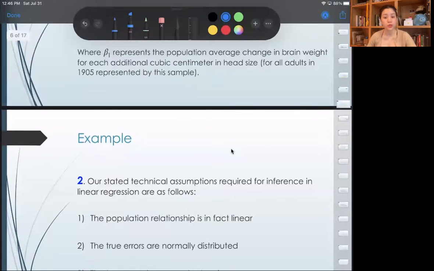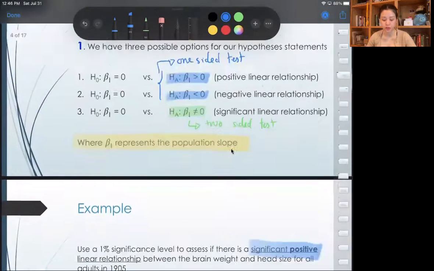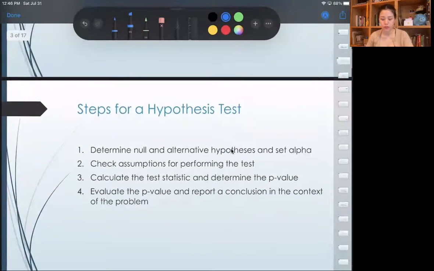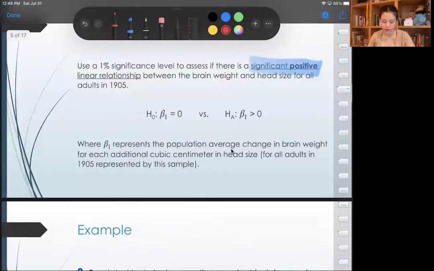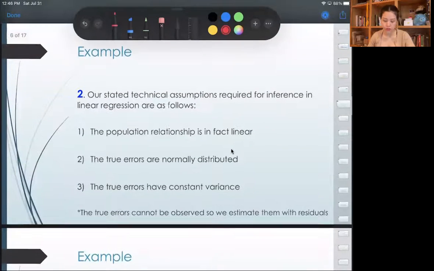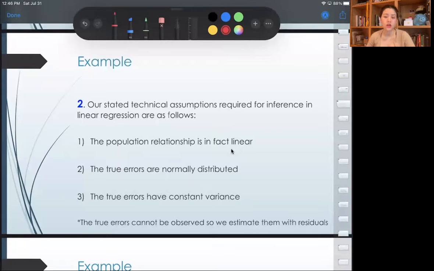Okay, step number 2, the assumption. Remember here, 4 steps. So step number 1, we done. Step number 2 is assumption. So there are 3 assumptions that you need to satisfy. First, the population relationship is in fact linear. Second, the true errors are normally distributed. Third, the true errors have constant variance.